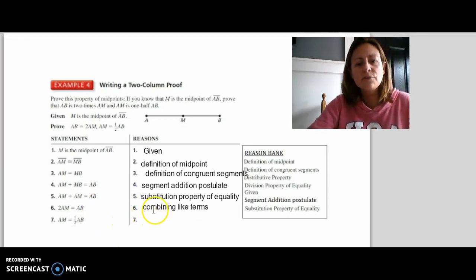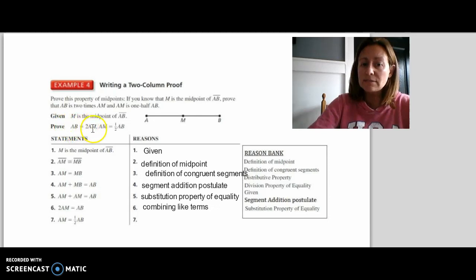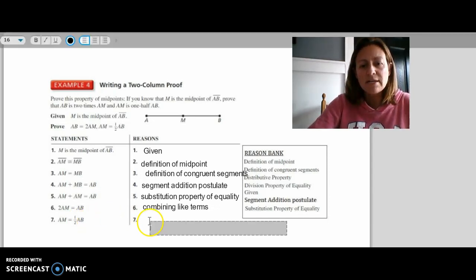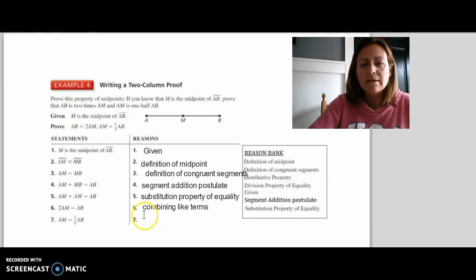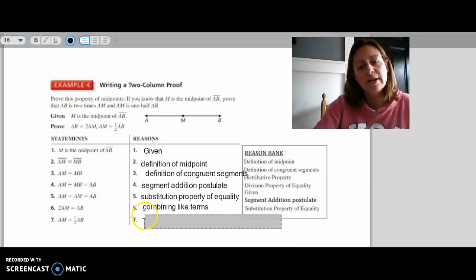And finally, we've actually proven part of what we were asked to prove, because part of what we were asked to prove was that AB equals 2AM. And so that's part of what we were asked to prove right there. The final statement is to then translate that to just AM equals 1/2 AB. And the way we do that is simply by multiplying both sides by 1/2. So that's the multiplication property of equality.